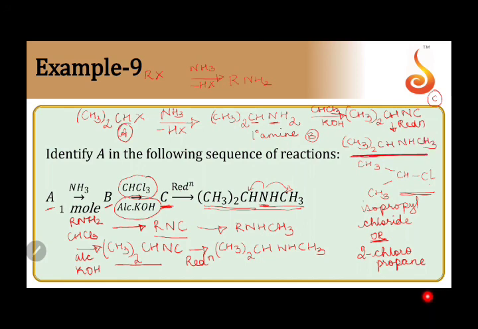So this is A, X can be Cl, Br, etc. This is B, primary amine. This is C, which is carbylamine, and this is the product which is given to us.